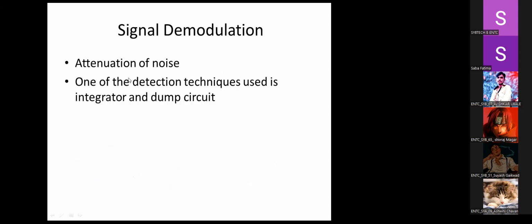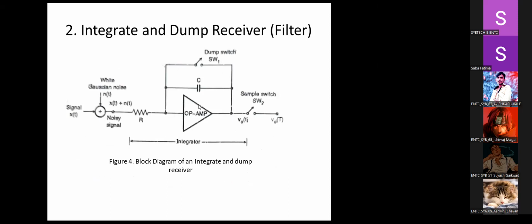Then, one of the detection techniques we are using as per your syllabus is the integrator and dump circuit. So what is this integrator and dump circuit? Here is the block diagram of the integrator and dump circuit. What do you observe here? Can anybody explain looking at the diagram before I proceed? Anyone quickly?